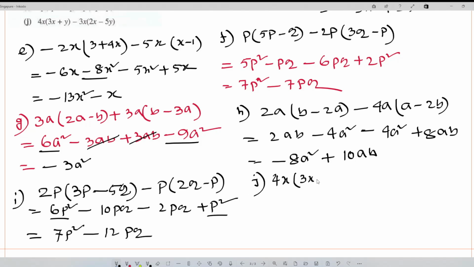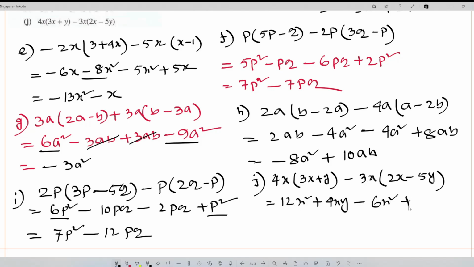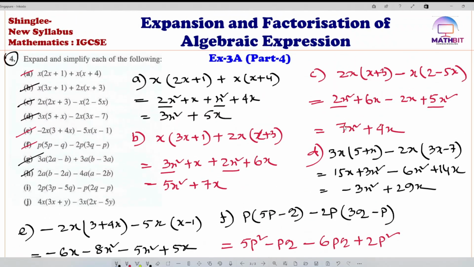4x times (3x + y) minus 3x times (2x - 5y). So 12x² + 4xy - 6x² + 15xy. So 12x² - 6x² means 6x², and here is plus 19xy. So we have already finished our 10 questions, where we are expanding and simplifying each of the following.